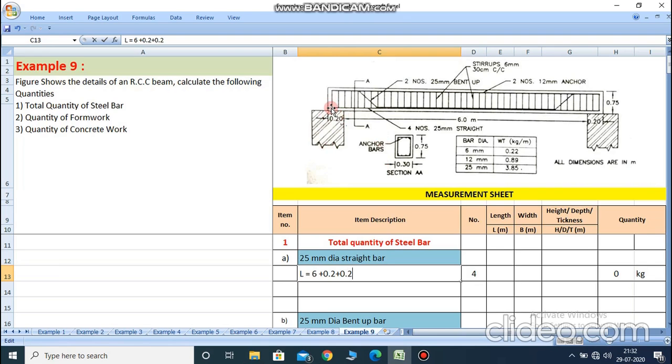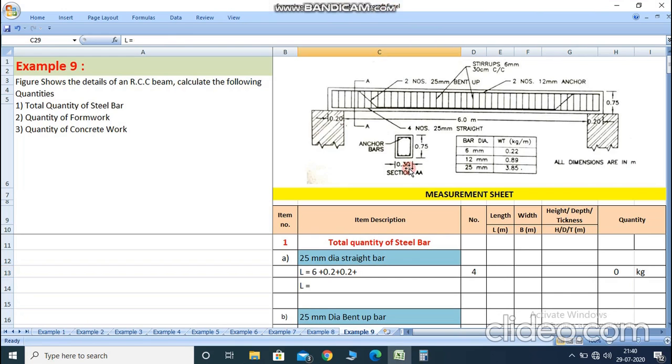But here on both the sides hook is provided, and also on both the sides cover is provided. Here the cover dimension is not given, so we take the cover thickness as 2.5 centimeter. So now first we add the two side hooks, and subtract the two side covers. On both the sides hook is provided.